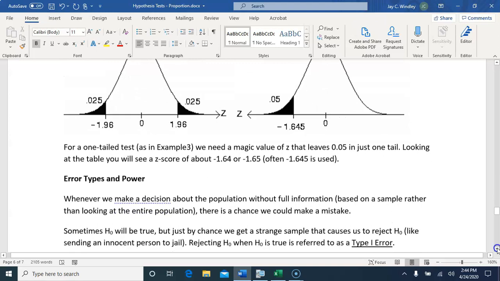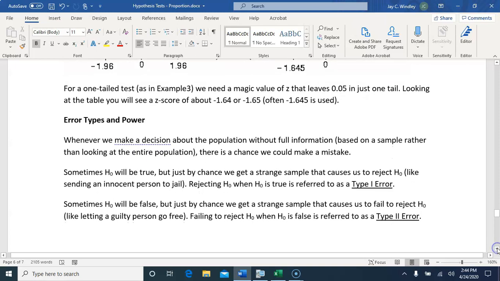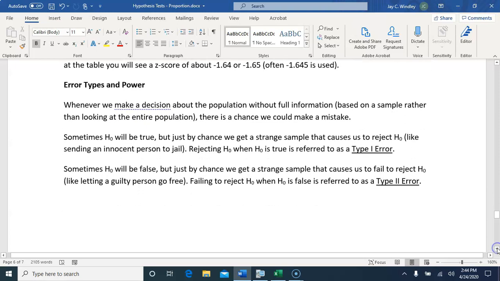Then the final topic we need to talk about here is error types and power. So whenever we make a decision about the population and we don't have complete information because our decision is being made based on a sample, we sometimes make the wrong decision. Sometimes H0 is true, but we get a little bit of a goofy sample that causes us to reject H0. When we reject H0, even though H0 is true, this is referred to as a type 1 error.